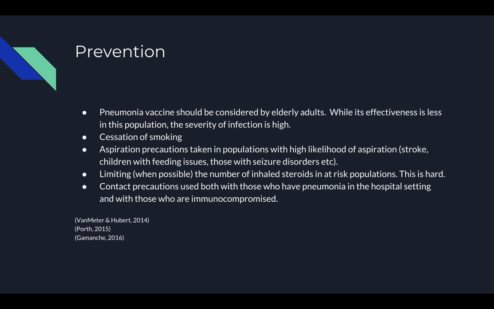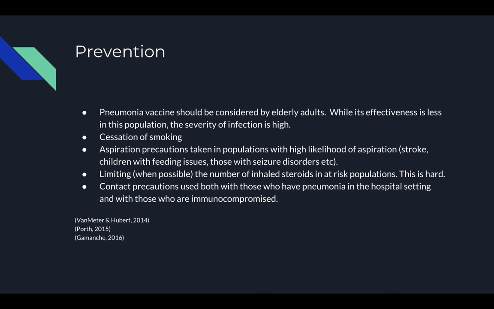Aspiration precautions taken in populations with those that have a high likelihood of aspiration. That's a lot of folks. That could be stroke, that could be kids with feeding issues, this could be individuals with seizure disorders. The other one is people who take a lot of inhaled steroids in at-risk populations. It's hard to tell someone not to use it as often, but not over-prescribing it when it might not necessarily be totally needed is a way of keeping the immune response a little bit higher in those sets of lungs.